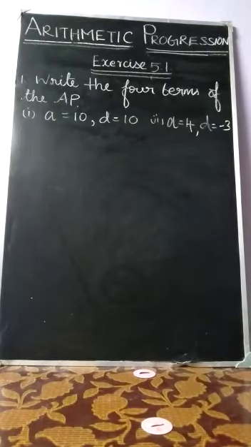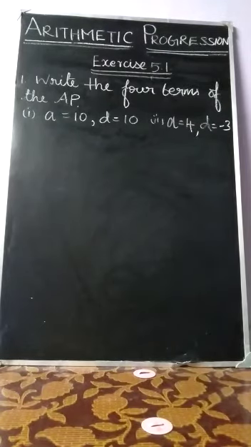What is arithmetic progression? Arithmetic progression is a list of numbers in which each term is obtained by adding a fixed number to the preceding term except the first term. That is the definition for AP. Next one, term. What is term actually? Each number in a list is called a term.